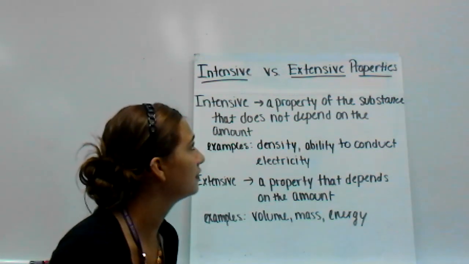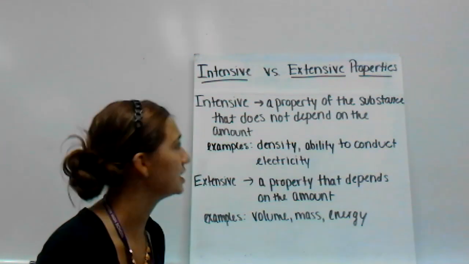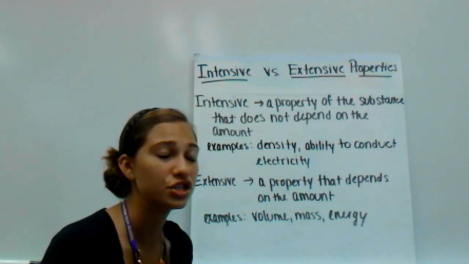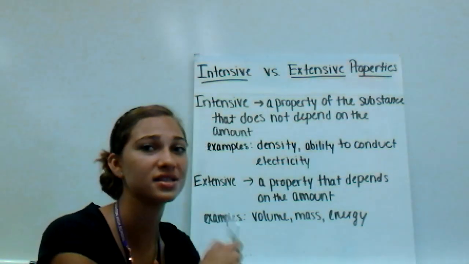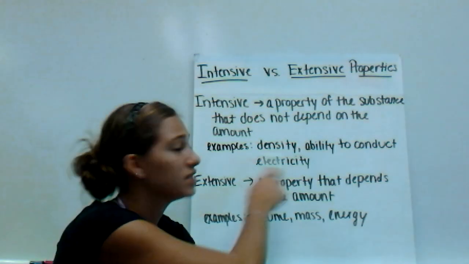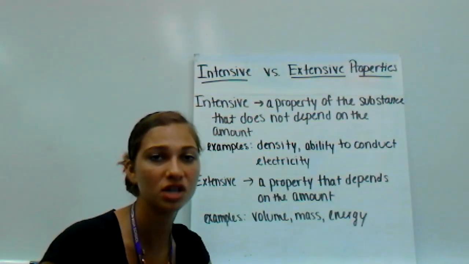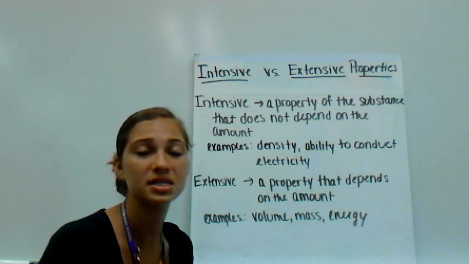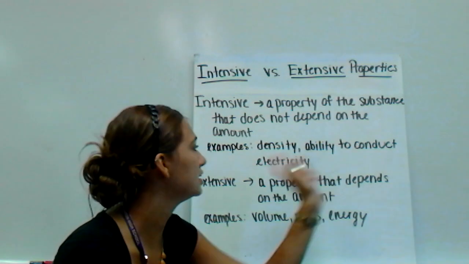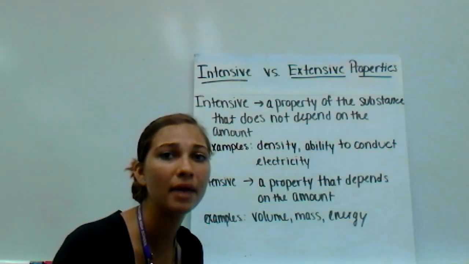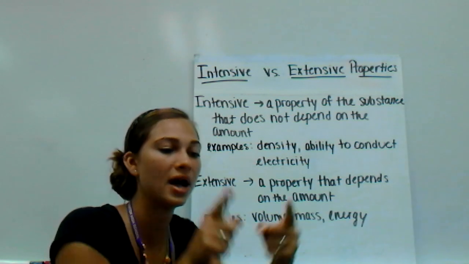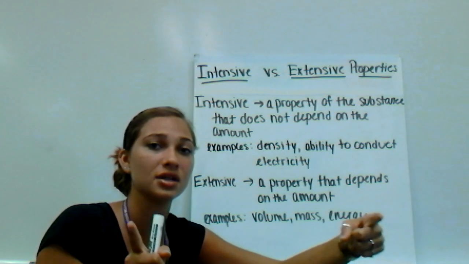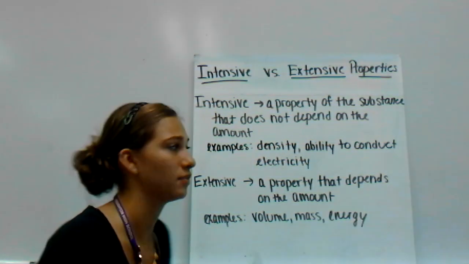We have to talk about intensive and extensive properties. So an intensive property is a property of the substance that does not depend on the amount. So no matter how much of that substance we have, they're still going to have this property. So density, we already talked about density, how that does not change with how much you have. That is specific for the substance and does not depend on the amount. The ability to conduct electricity. If we think about a metal wire, if your wire is this big versus this big, it doesn't matter. It's still going to conduct electricity. So that's an example of an intensive property.